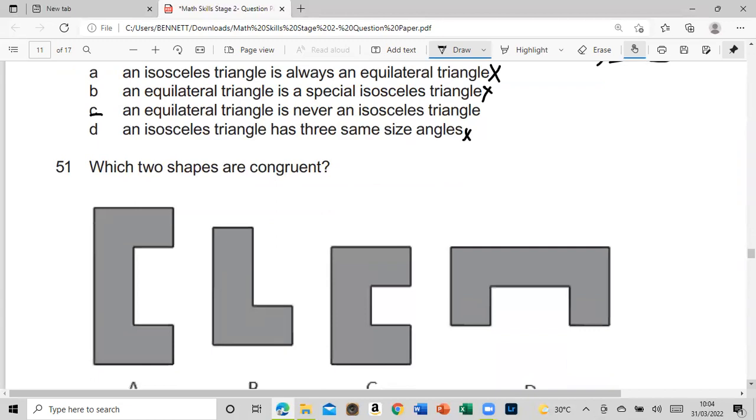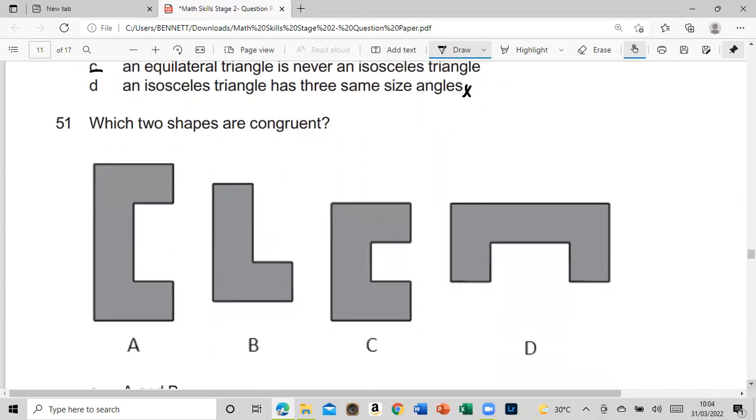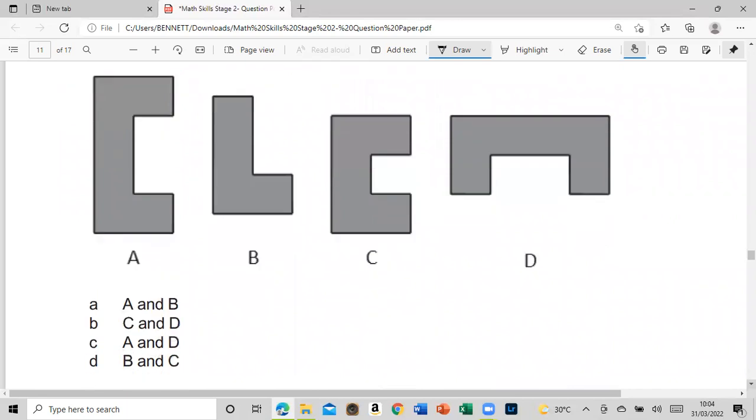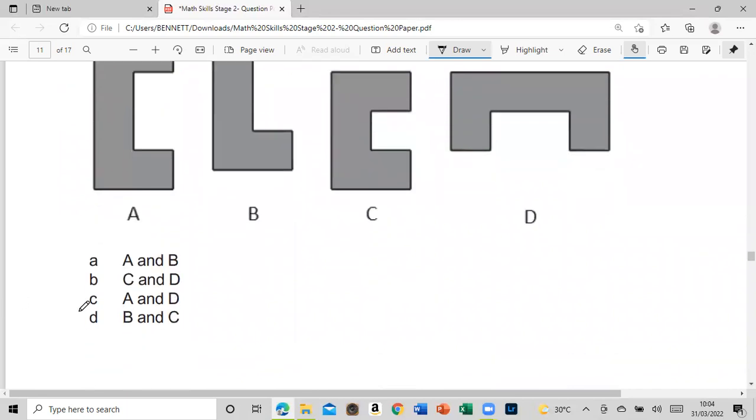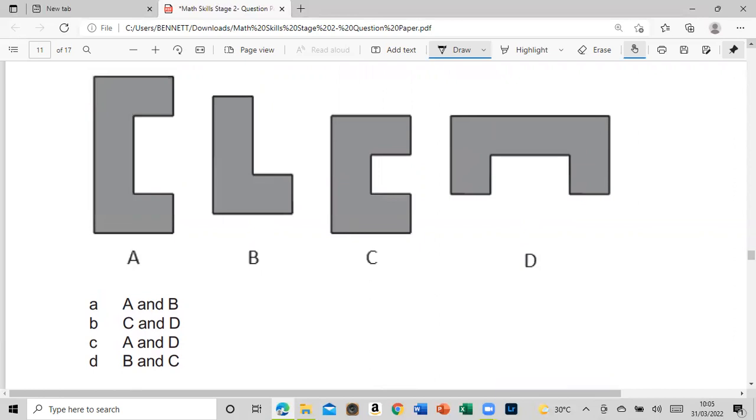Alright, which two shapes are congruent? I'm going with A and D. A and D. So that is congruent. You can prove congruent without them being facing the same way. It doesn't matter the orientation, right?